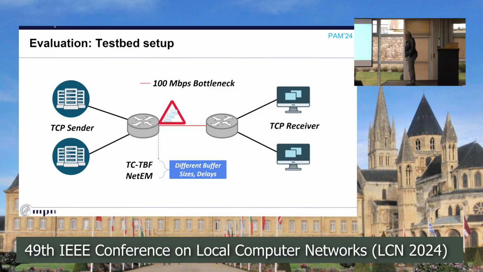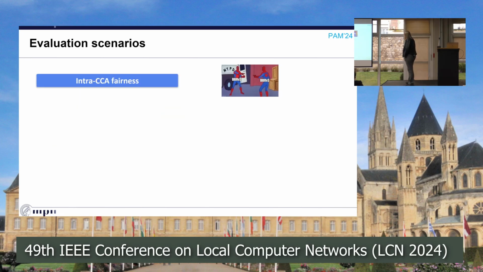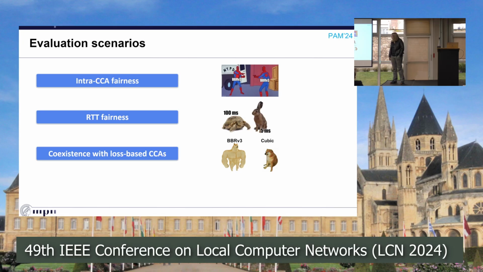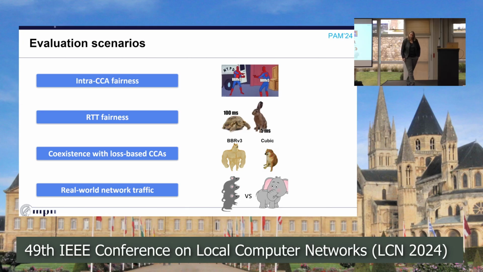So what are the evaluation scenarios? Well, we need to look at intra-CCA fairness, RTT fairness, coexistence with other loss-based CCAs, and real-world network traffic. And I just want to give you some sample results to kind of highlight where some of these CCAs may or may not benefit.